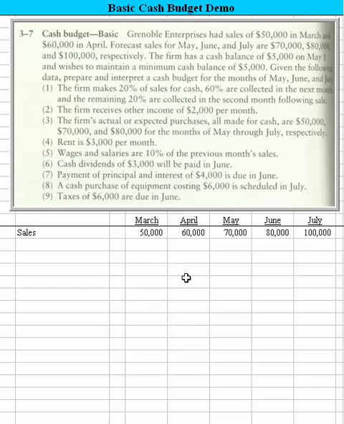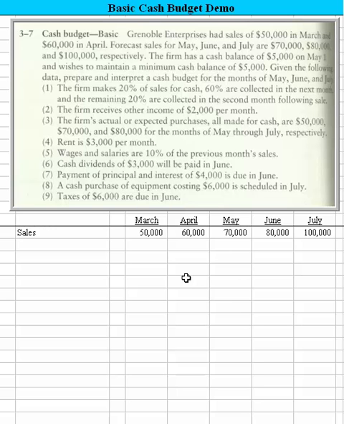Hi everyone, let's work through this basic cash budget demo. We're dealing with the Grenoble Enterprises business, and they had sales of $50,000 in March, $60,000 in April. They had forecast sales of $70,000, $80,000, and $100,000 for the months of May, June, and July, respectively. Okay, the problem also says the firm has a cash balance of $5,000 at the beginning of May and wishes to maintain a minimum cash balance of $5,000.